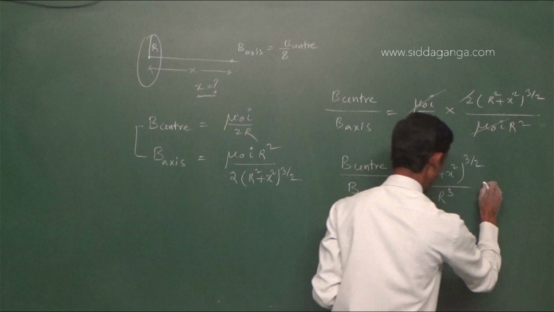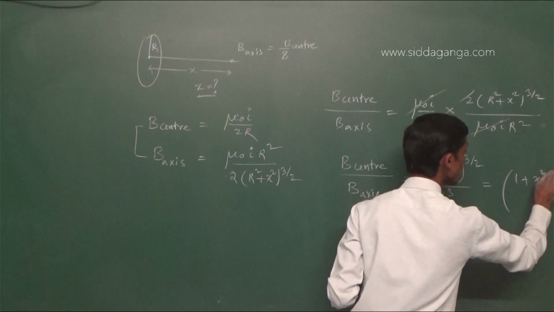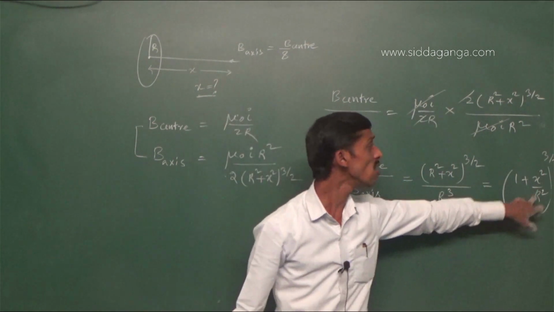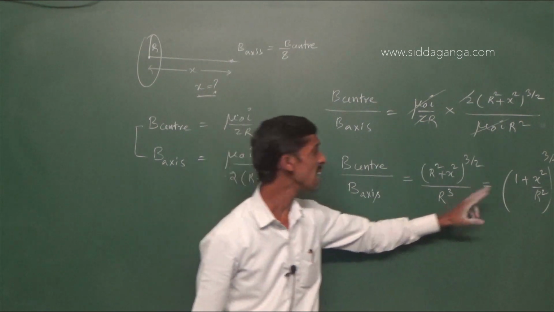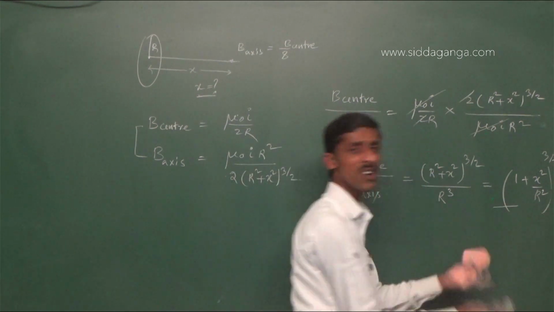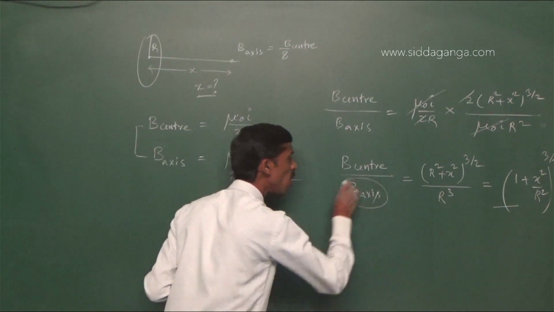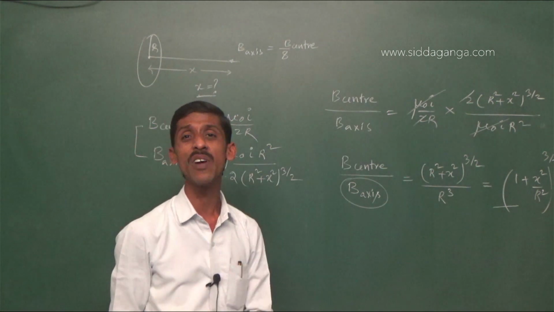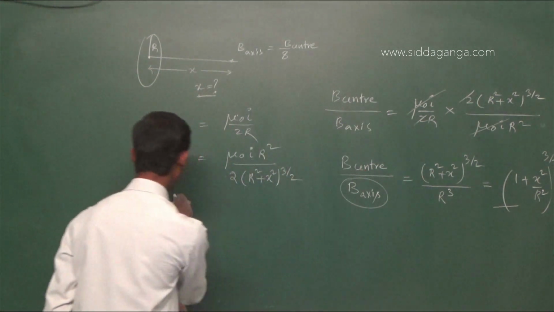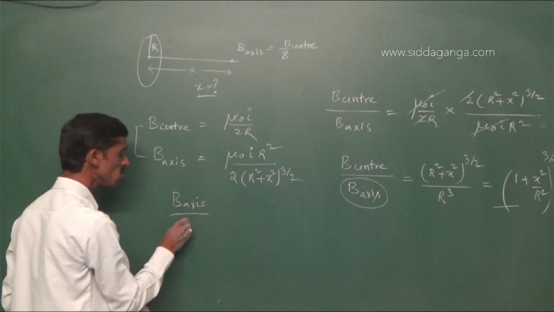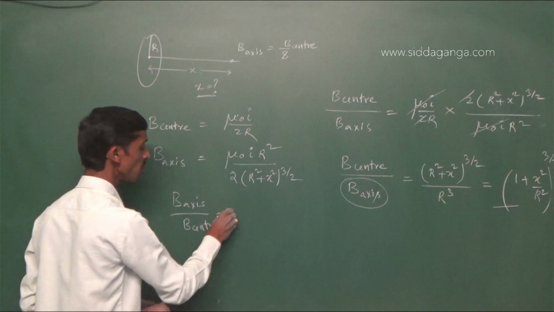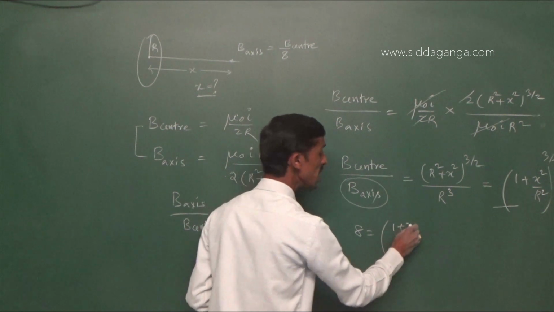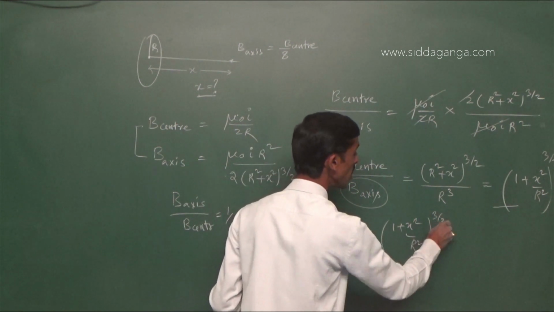Let us modify this: (1 plus x² by r²) whole to the power of 3/2, because (r²) whole to the power of 3/2 is nothing but r³. You can directly use this as a shortcut. Now let us come to the question. The magnetic field at a point on the axis is equal to 1/8 times the magnetic field at the center. So the ratio of center to axis is 8, which equals (1 plus x² by r²) whole to the power of 3/2. This is what we have now.